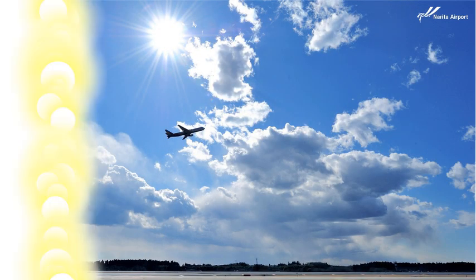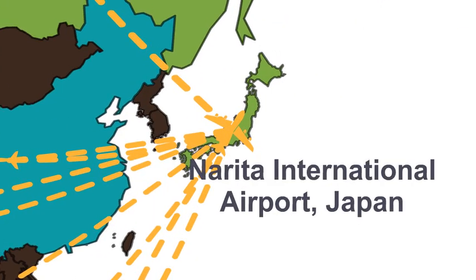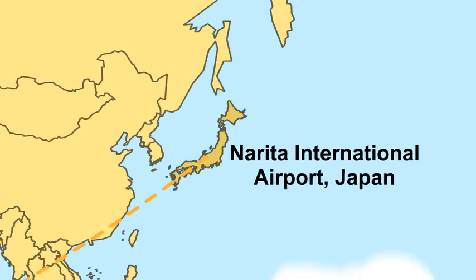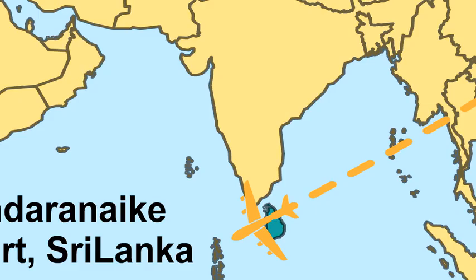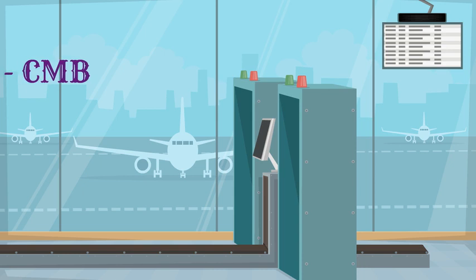Narita International Airport, Japan. Narita International Airport connects major cities in the Asia-Pacific and West Coast cities in the United States. Flights from Narita International Airport, Japan to Bandaranaike Airport, Sri Lanka, will usually start at 11:20 a.m. and reach around 5:50 p.m.